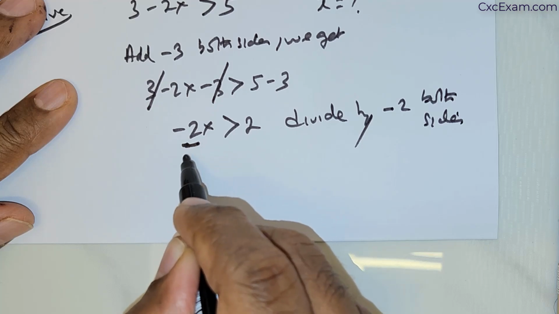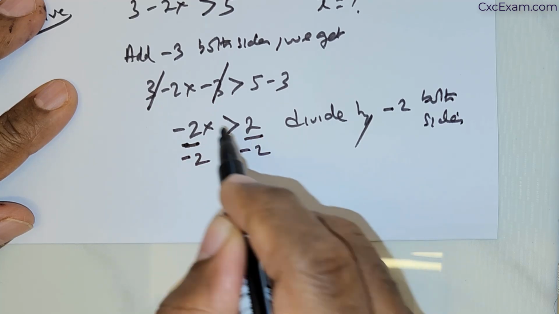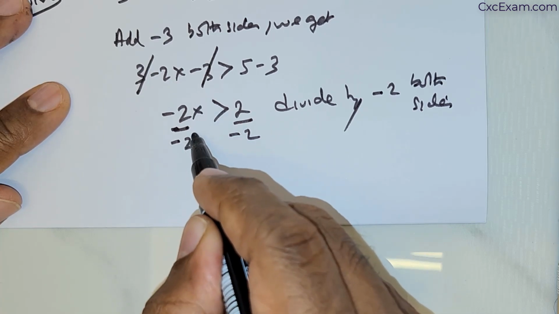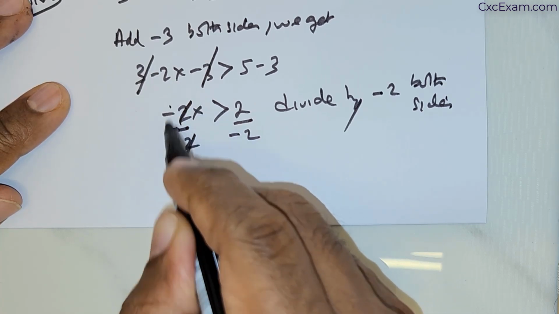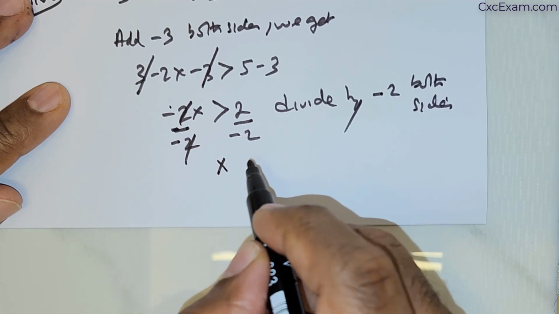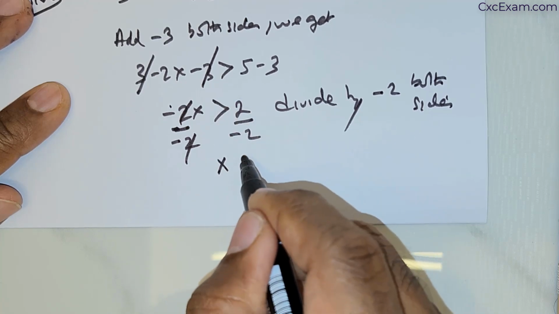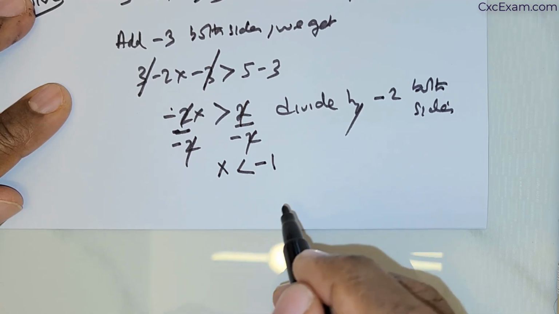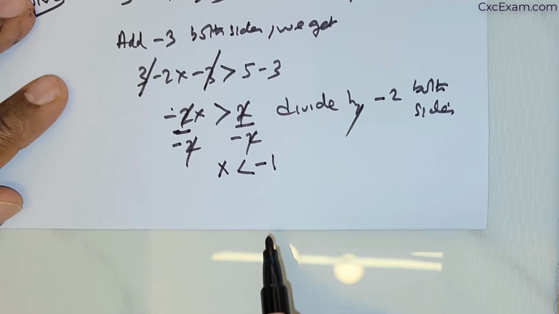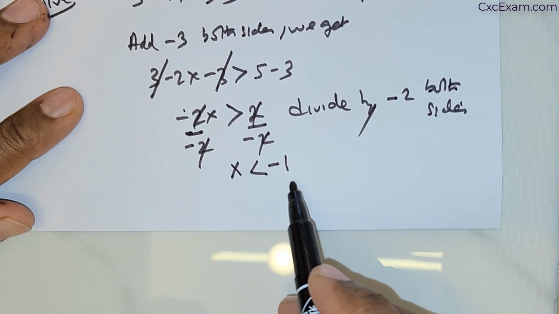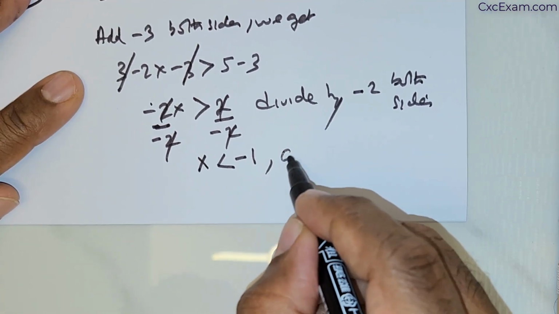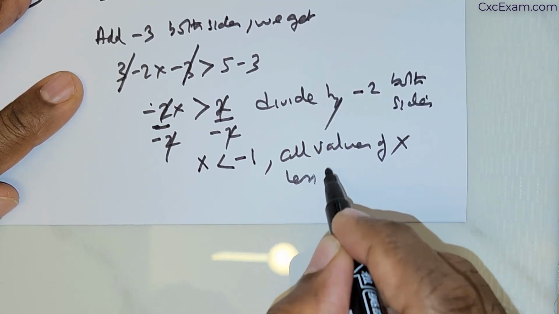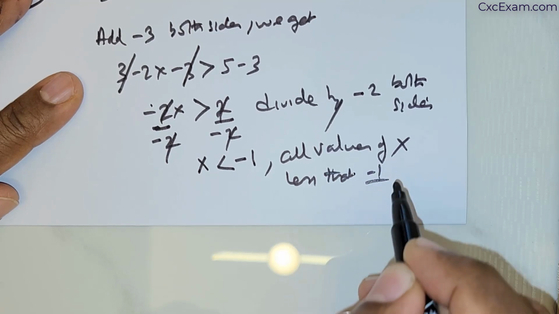So when I divide by negative 2 on both sides, the inequality gets reversed. Of course, 2 and 2 get cancelled. Negative will become positive. So this is going to be x. The inequality gets reversed. And this is going to give me x is less than negative 1. All values of x less than, what is the meaning of this? It means all values of x less than negative 1.